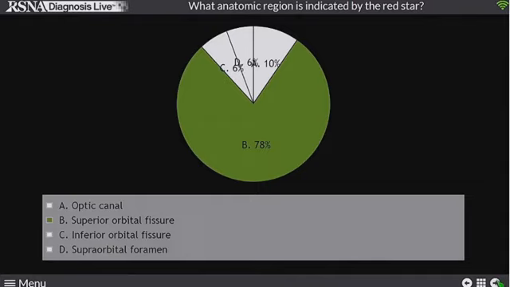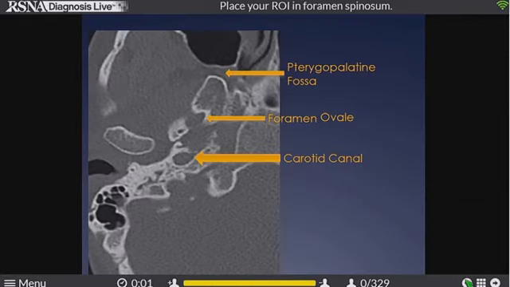Good, so 78% of you said superior orbital fissure. And that's exactly right. It's fatty contained, and on non-contrast T1 images without fat suppression, it's very conspicuous.